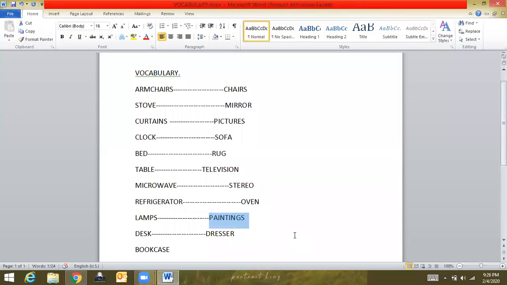Paintings. What's the difference between paintings and pictures? Pictures means pintura. Fotos. Yeah, pictures generalmente son fotos. Paintings son cuadros artísticos. Very good.